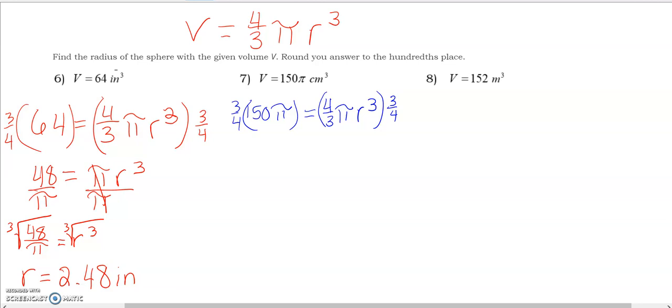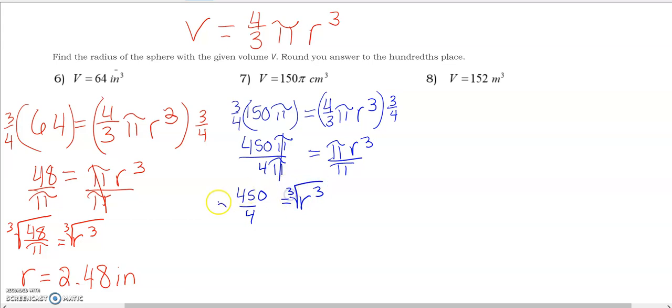I know that 150 times 3 and then divided by 4 is going to give me a decimal. So I'm just going to leave it as 3 times 150, which gives me 450 pi divided by 4 equals pi r cubed. Then I'm going to divide everywhere by pi. I'm just going to put this pi in the bottom here. So my pi's cancel out. So I've got 450 over 4 is equal to r cubed.